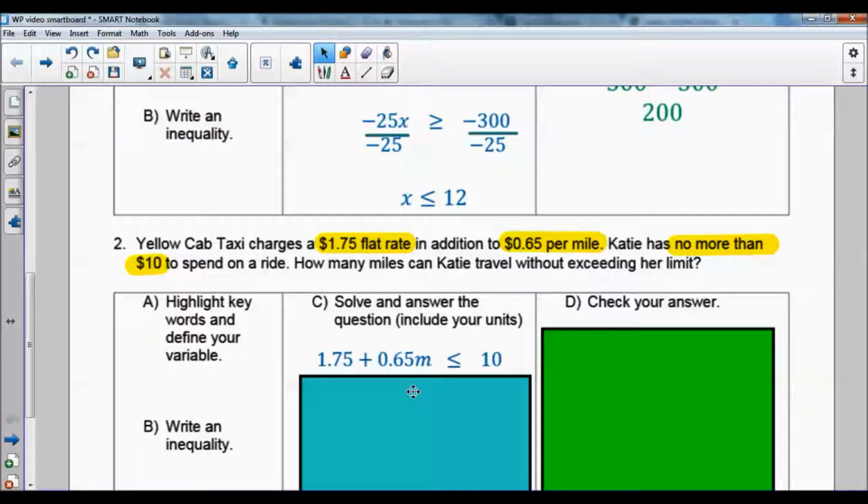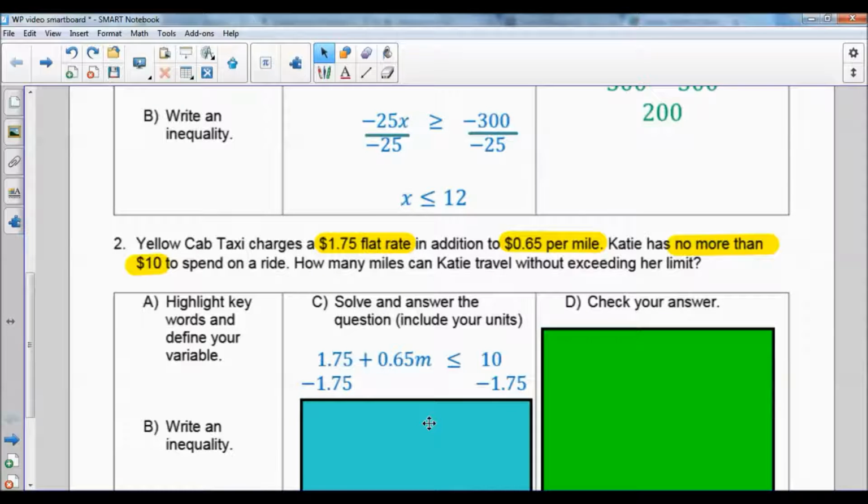$1.75 plus 65 cents per mile. Remember, a flat rate means you're just paying it once, not per mile or per minute or anything like that, so it's just 1.75 plus 0.65m, because it's per mile, is less than or equal to 10, because this can't be more than 10 because she doesn't have more than $10.